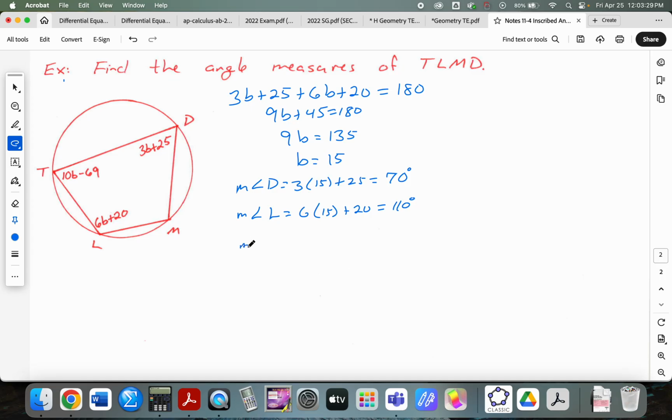Now I'm going to find the measure of angle T. It's 10 times 15 minus 69. See, it's 150 minus 69 is 81 degrees. So the measure of angle M, what do I know about angles T and M? They're supplementary. So since T and M are supplementary, the measure of angle M will be 180 minus 81 will be 99 degrees.